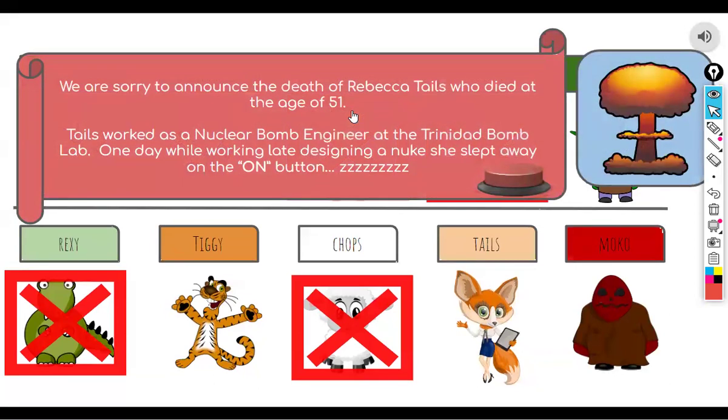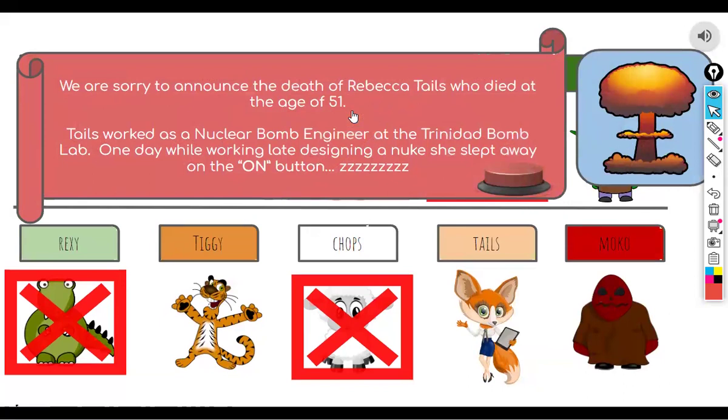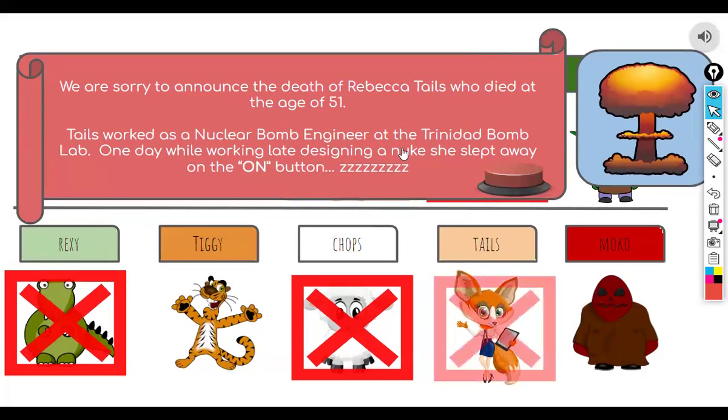Next on the list is, a lot of you all are going to be disappointed. We are sorry to announce the death of Rebecca Tales, who died at the age of 51. Tales worked as a nuclear bomb engineer at a Trinidad bomb lab. Oh Lord. And she slept away on the on button. I don't know what I was thinking. All right. Bye-bye, Tales. See you in the afterlife.